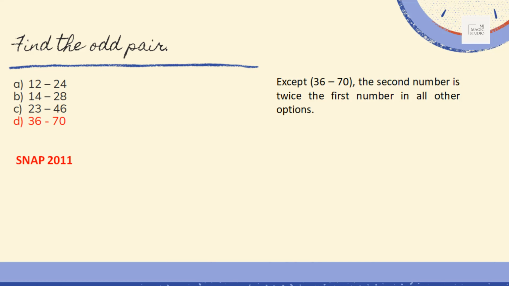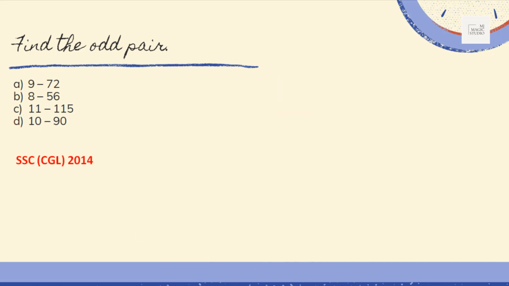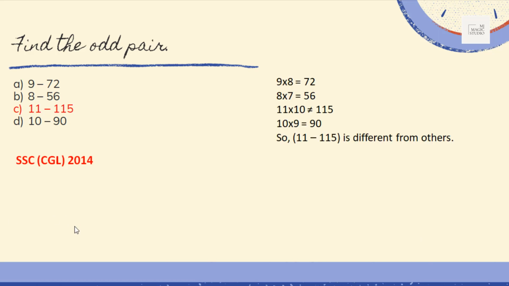Do it, do it. Let's see what the answer would be then. It is 11, 115 that is different from others because we can see that 9 into 8, the previous number, is 72. 8 into 7 is 56. 11 into 10 should be 110. Similarly, 10 into 9 is 90.